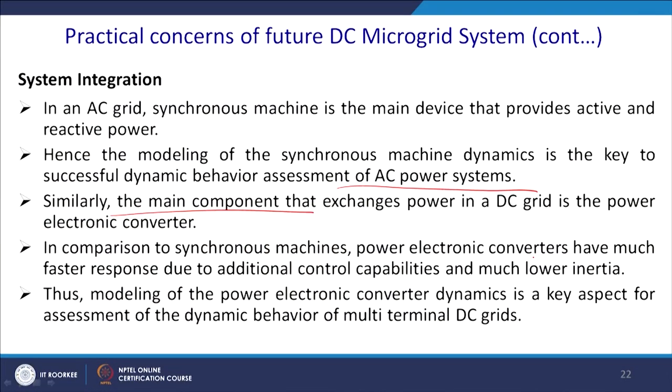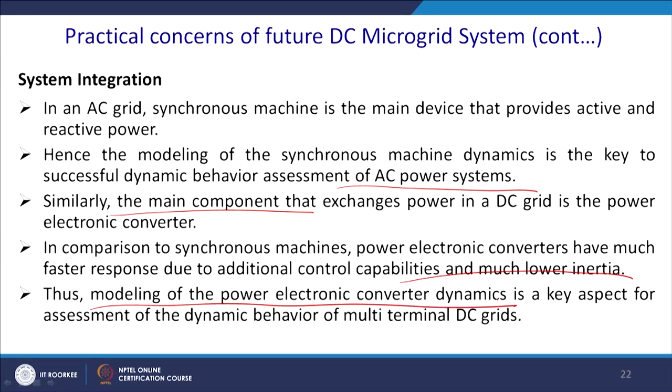Similarly, the main component that exchanges power in a DC grid is the power electronics converter. It has been replaced by fast switching power electronics converters. In comparison to the synchronous machine, power electronics converters have much faster response due to additional control capability and much lower inertia. To some extent low inertia is bad, but fast response definitely gives you more leeway. Thus, modeling of the power electronics converter dynamics is a key aspect for assessment of the dynamic behavior of the multi-terminal DC or AC microgrid, both. It is applicable for AC also.